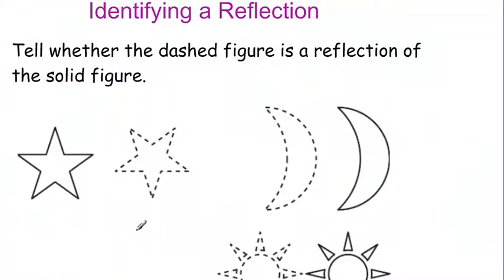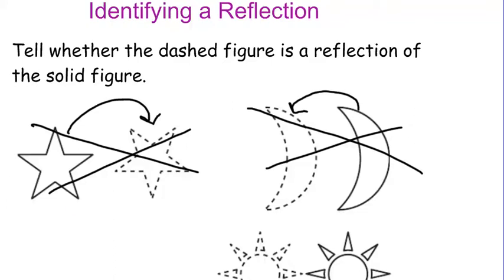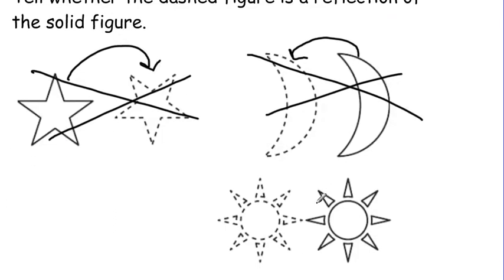Okay, so let's talk about, do we have reflections here? This star to this star, not a reflection. This star is turned, it is not flipped over. This moon, because this is the original, to this moon, does that look flipped? No, it's just slid, so not a reflection. If we look at this sun here, this sun is a reflection. This flips to this. If I flip this over, it is congruent to this one. Okay?